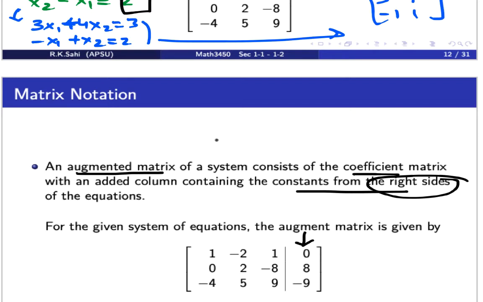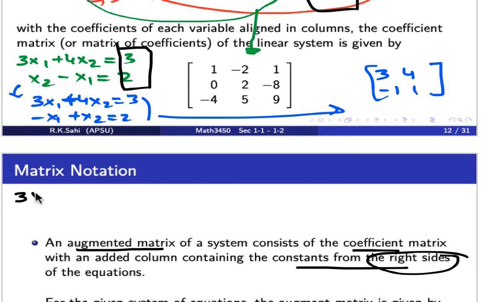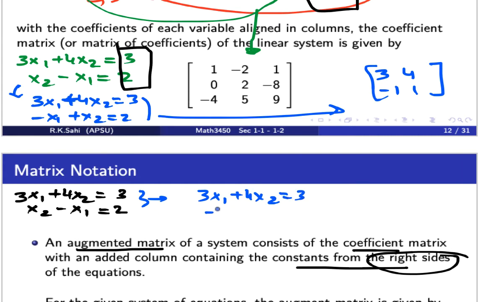Okay, let's do some practice for the example which I did here. Remember I had picked up the example, so let's go back here. 3x1 plus 4x2 equals 3, and I have written x2 minus x1 equals 2. Before I write down the augmented matrix, I'm going to rearrange the second equation's x1 and x2 so that I do not make a mistake. So 3x1 plus 4x2 equals 3, minus x1 plus x2 equals 2.